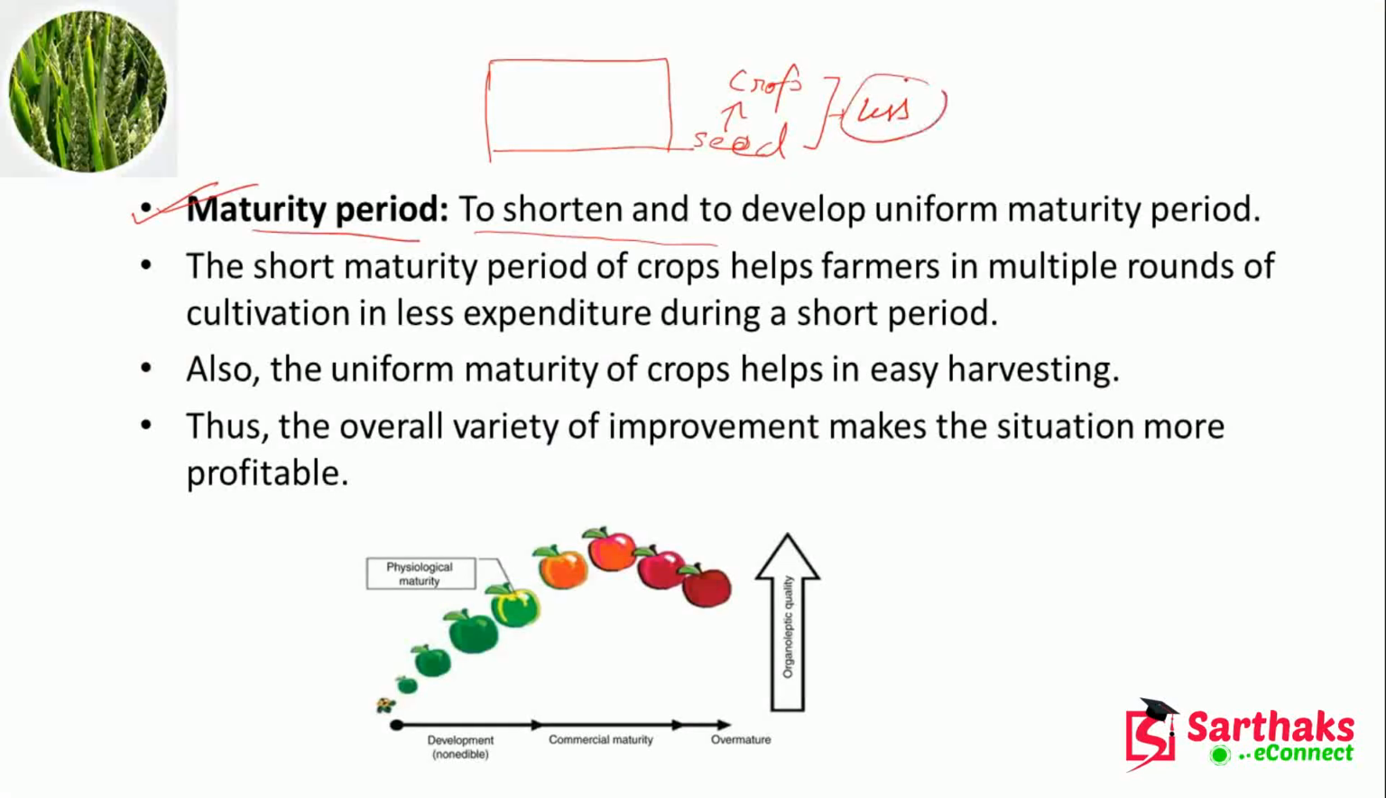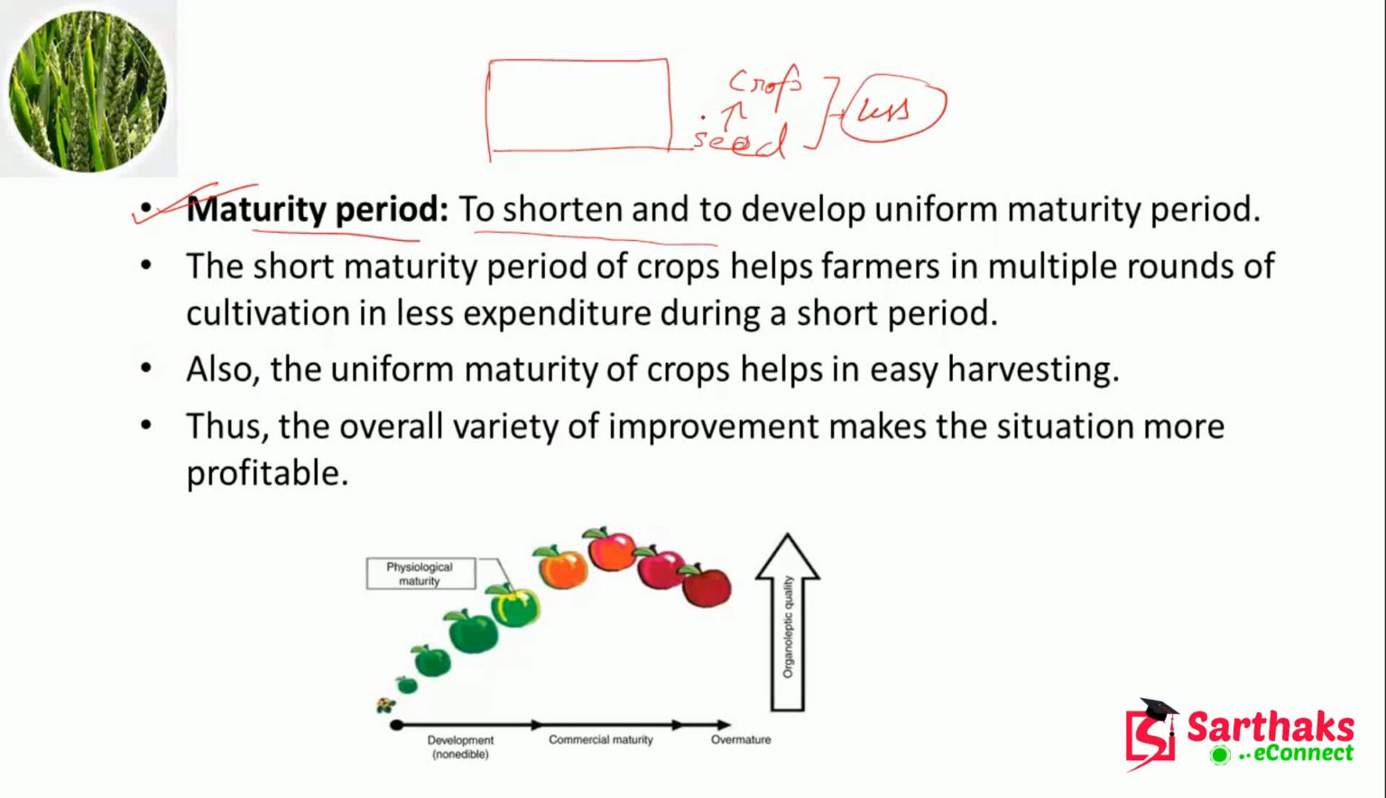At that time, you know that throughout the year the farmers can make the similar crop several times. So a short period of maturity is acceptable for us.